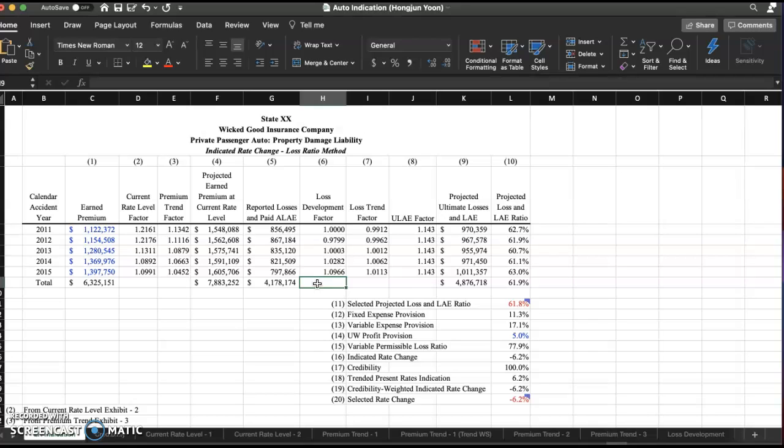Third, for the rounding procedures, it is common for companies to designate a rounding procedure after each step. In our example, Wicked Good Insurance Company rounds to the penny after each step and to the whole dollar at the final step.